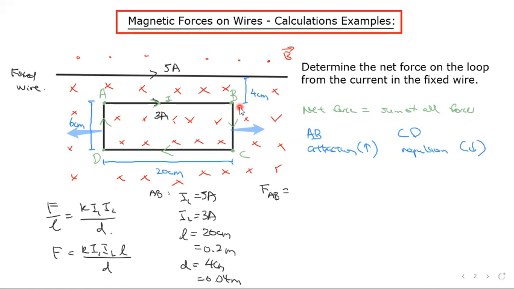The force on AB, of course, is going to be your 2 times 10 to the negative 7 for K, times I1, times I2, times L, all over your D. That gives us an answer of 1.5 times 10 to the negative 5 newtons. And remember, we already said it was upward.